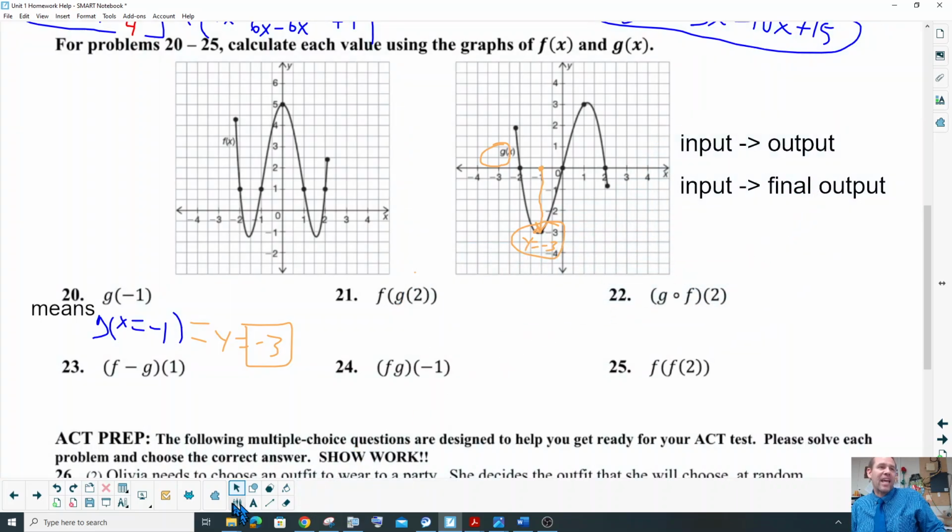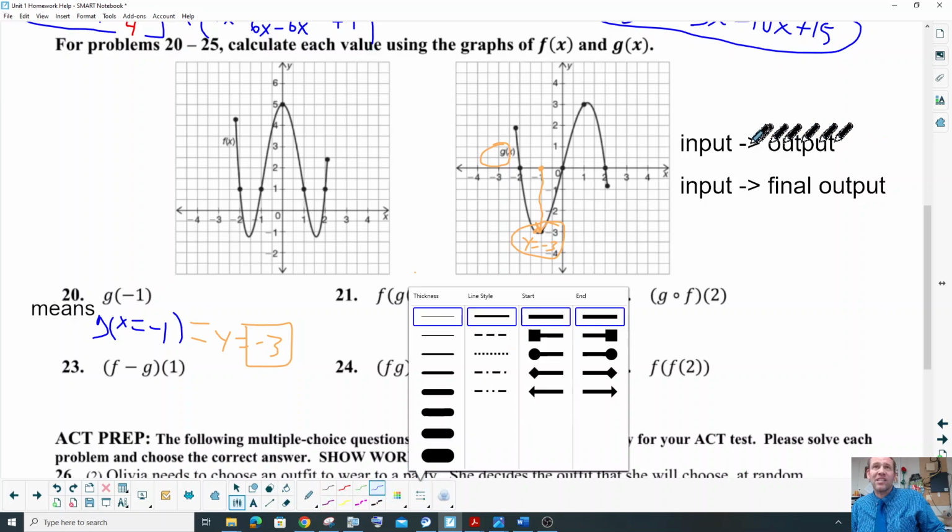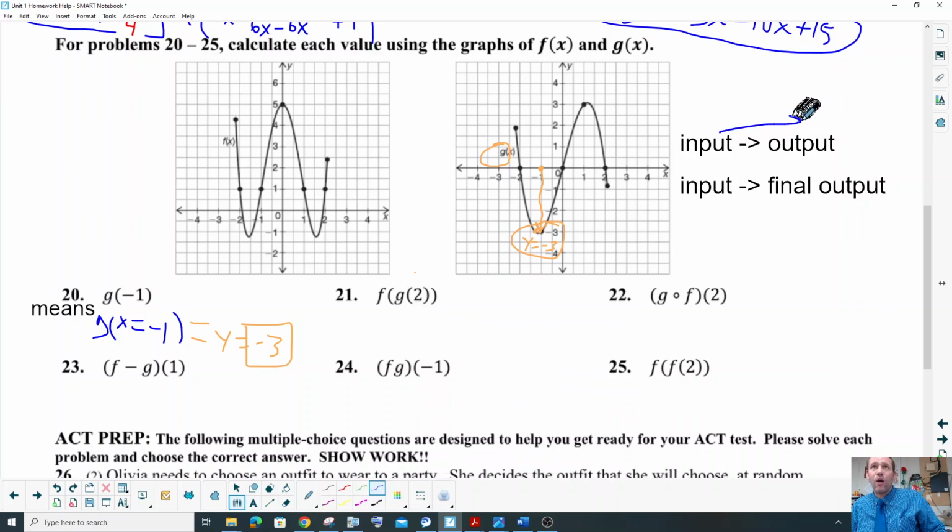Okay, so again, let's talk about what this means. Input, output becomes the input for the next function, final output. So for g of x, we have our inputs, then outputs. And then the next one, that'll be the input now for f of x, and then we get our final output for f of x.